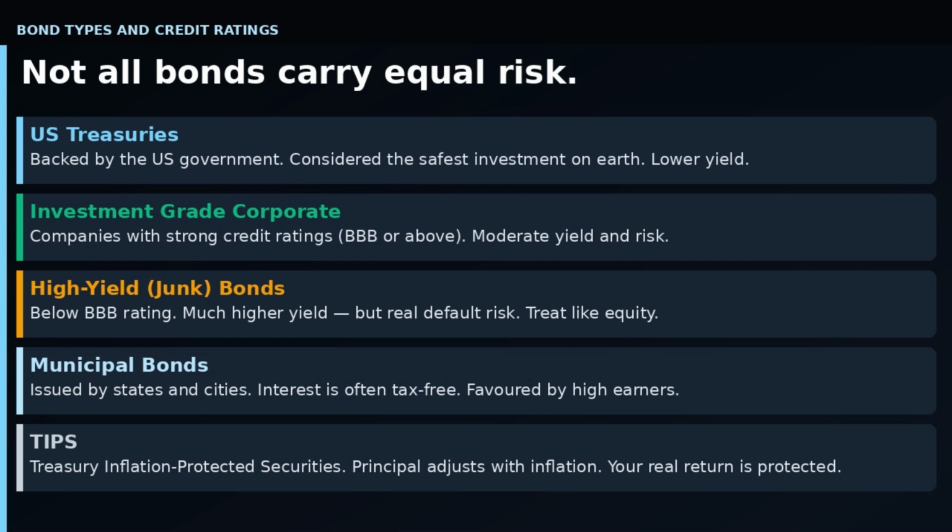High-yield bonds, sometimes called junk bonds, carry ratings below BBB. They offer significantly higher yields, but the default risk is real. Some investors treat them more like equity than fixed income. Municipal bonds offer tax advantages that make them particularly attractive to high-income investors. The effective after-tax yield can exceed that of corporate bonds for someone in a high bracket. TIPS, Treasury inflation-protected securities, adjust their principal with the Consumer Price Index. If inflation rises, your principal rises with it, protecting your real return.